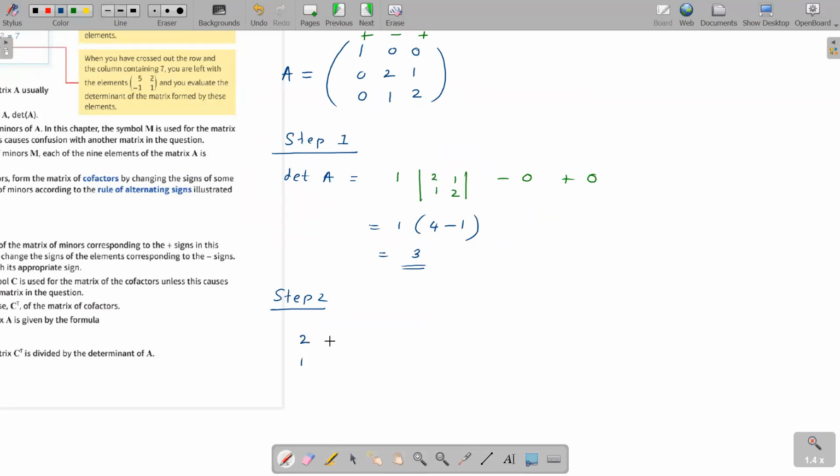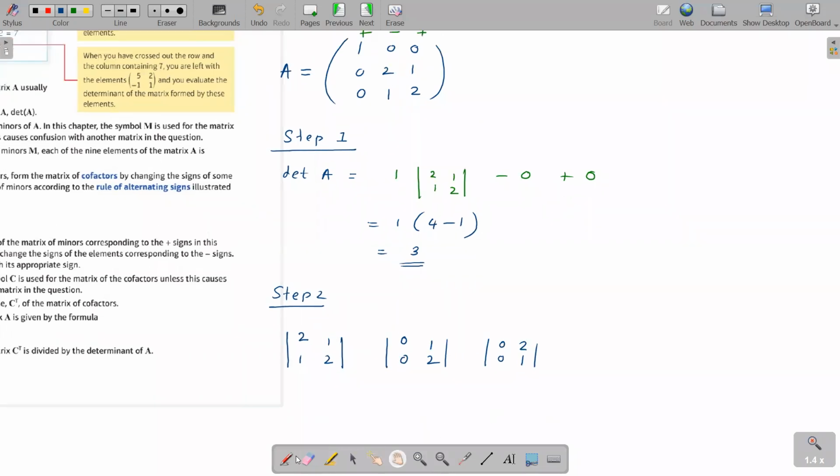Write it 2, 1, 1, 2. This is the first element. Next one, remove the row and column with the 0. What do you get? 0, 0, 1, 2. Do you see? That's the second element. Third element, remove the row and column with 0 again. What do you get? 0, 0, 2, 1. Do you agree? Okay, keep going. Next one. Remove the row and column with the 0 here. What's happening? 0, 1, 0, 2. Agreed?